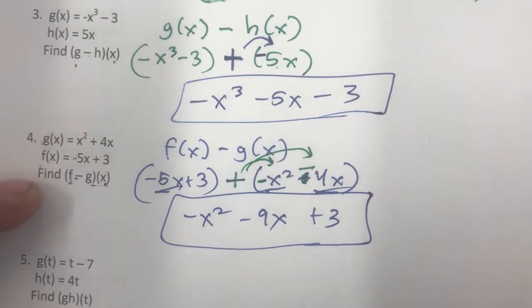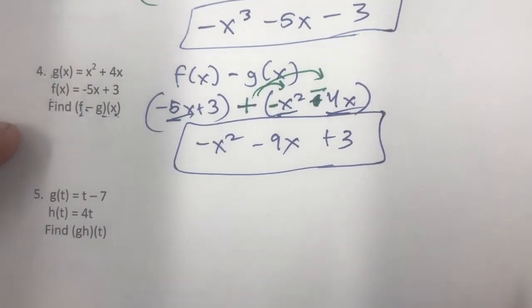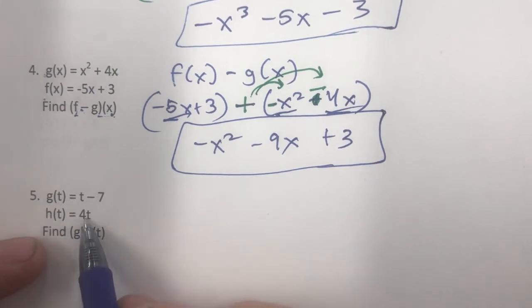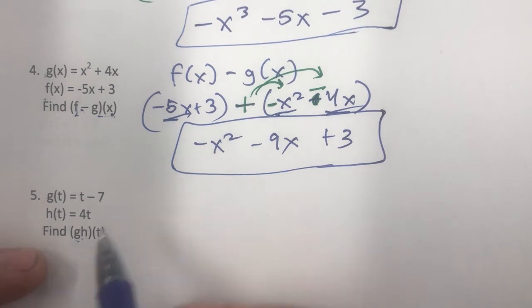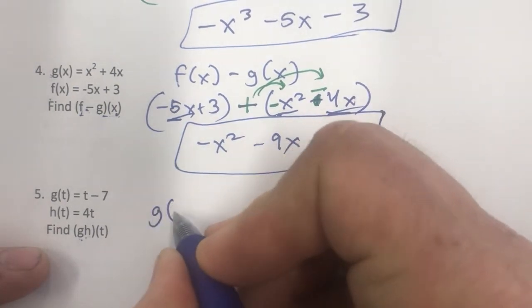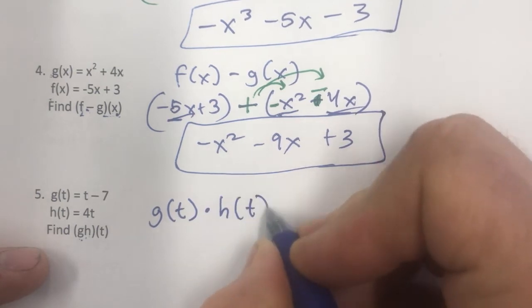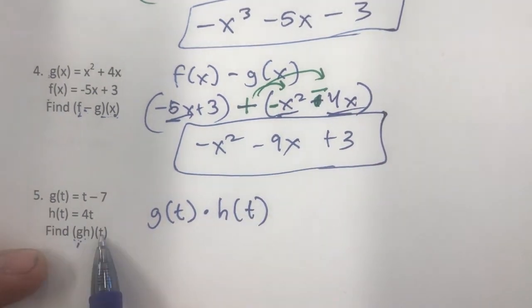Okay. What about number 5 right here? G of t is t minus 7, and then h of t is 4t. Find gh, and this means g times h of t. All right, so it's going to be g of t times h of t. That's what this means right here. G of t times h of t.